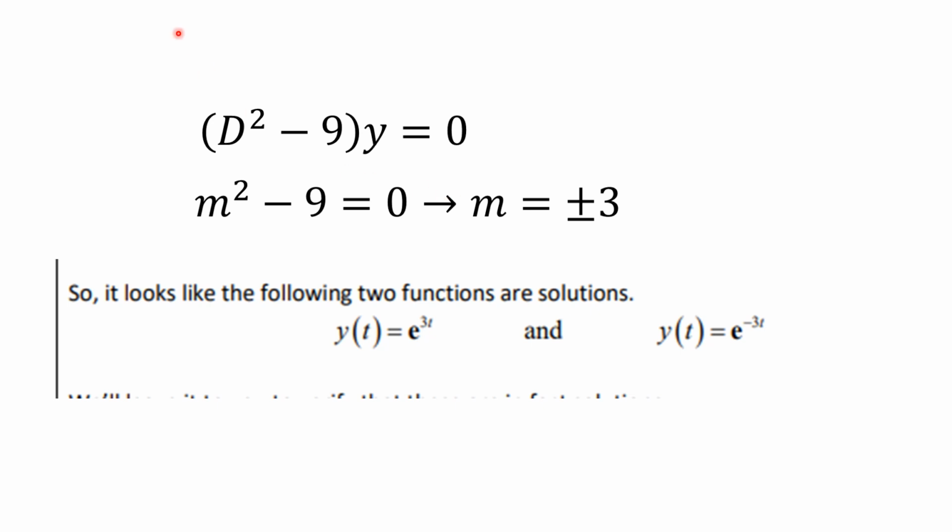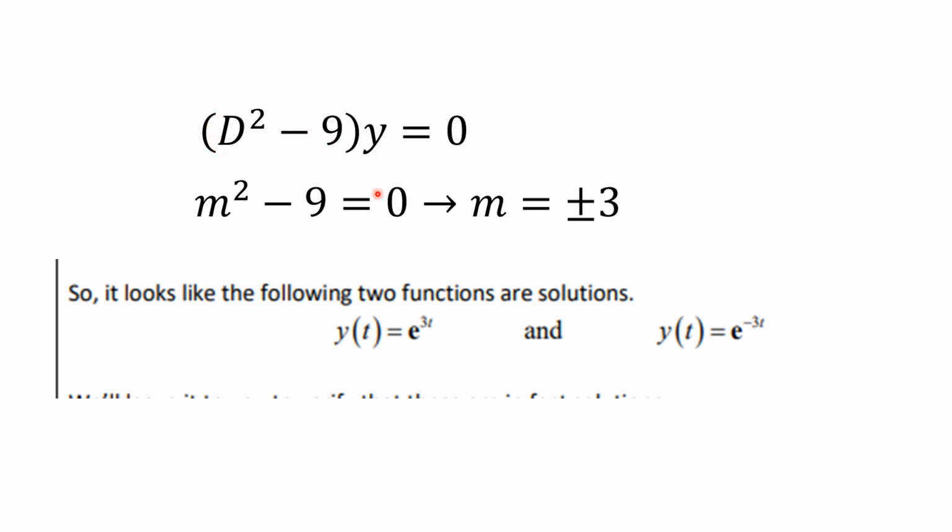We started out with y double prime minus 9y equals 0, but if we write that in operator theory, we would have the second derivative of y minus 9 times the function y is equal to 0. So it is a homogeneous equation. The coefficients here are constants. This is a 1 and that is a 9, so those are constants.